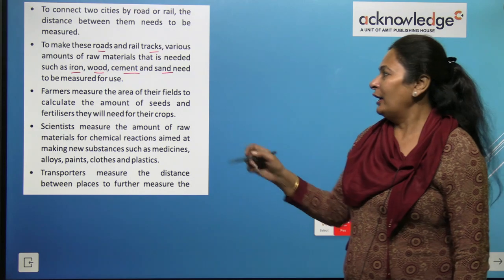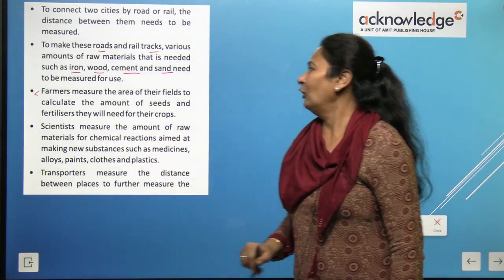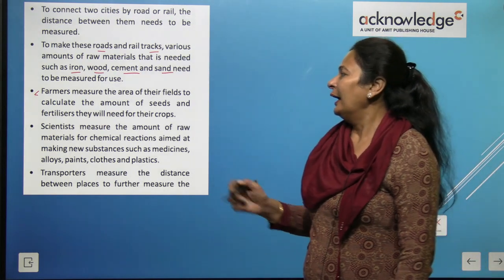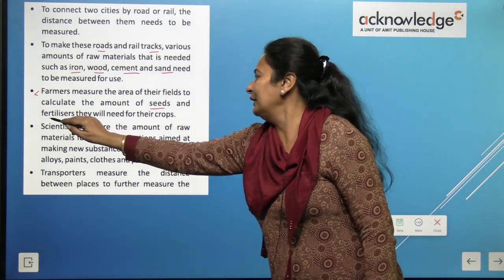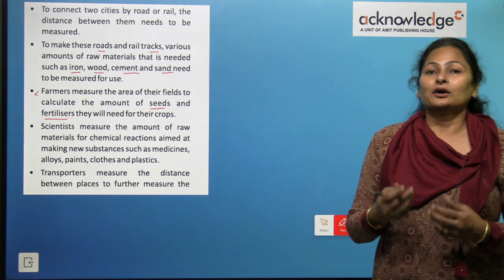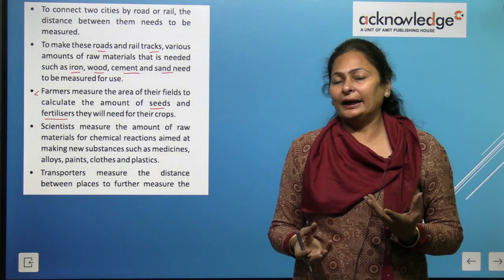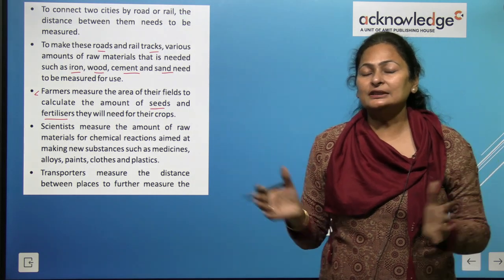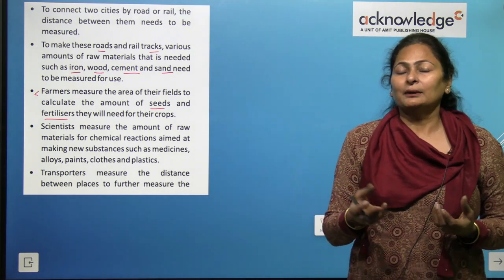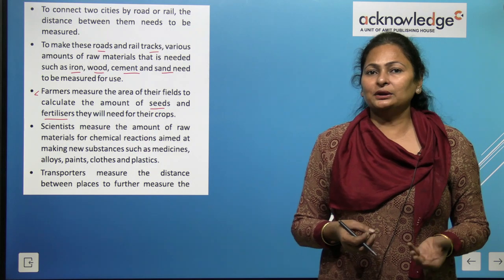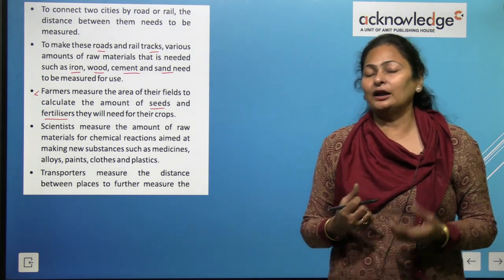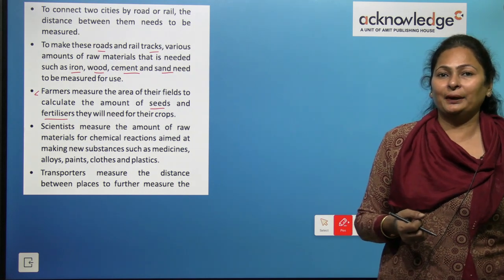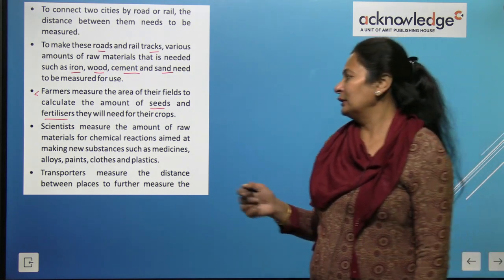building, right? Farmers measure the area of their fields, calculate the amount of seed and fertilizers they will need for their crops. If you are a farmer, how will you calculate how much seeds you need to grow a crop, how much fertilizers, how much pesticides, how much manure you need? You need to have an estimate before growing the crops, right?